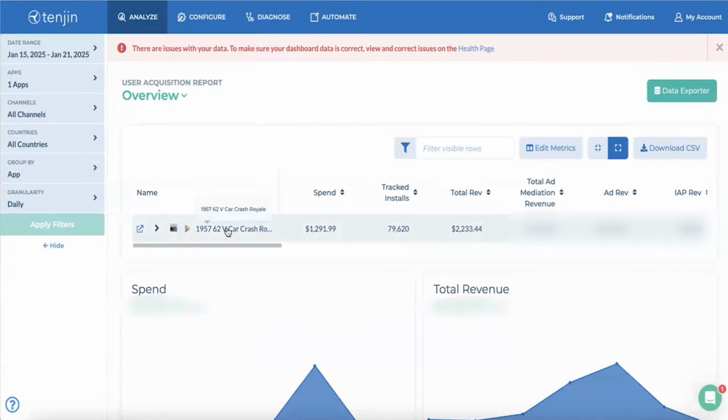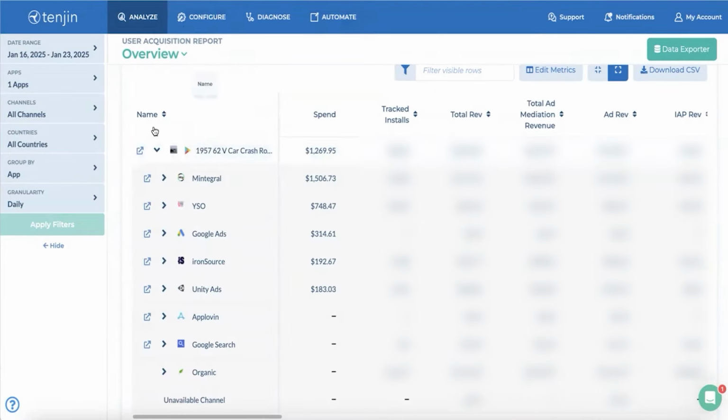So we see that this game has an acquisition cost of approximately $1,291 each week. We made the acquisition and we have recovered this spend if we account for organic traffic. Now let's take a look at the advertising campaigns we have for our game. As you can see, the first one we have is Mintagrel. Remarkably, it had the highest spend, which was approximately $1,506. We also have advertising campaigns running on Vaiso. We are acquiring via Google Ads. We currently have tests running on Iron Source, and we also have tests on Unity Ads.